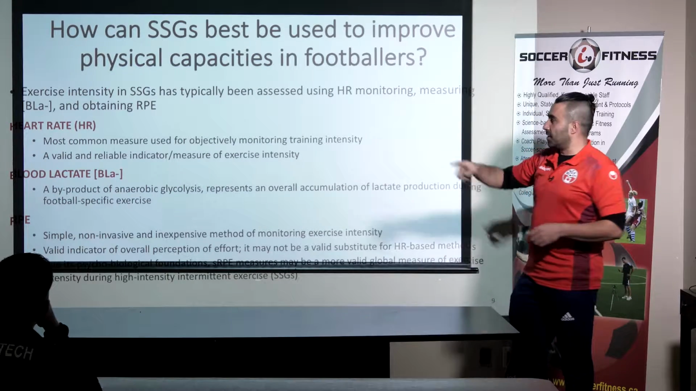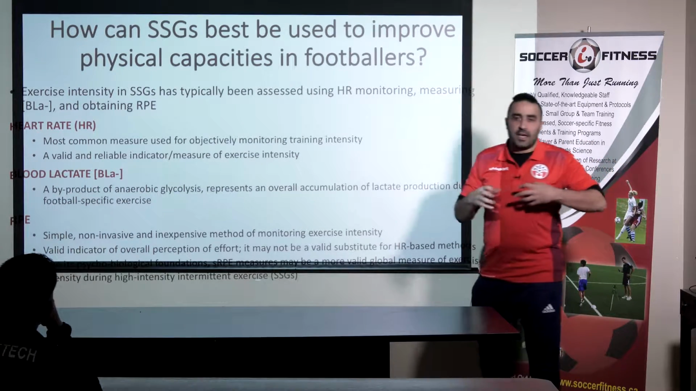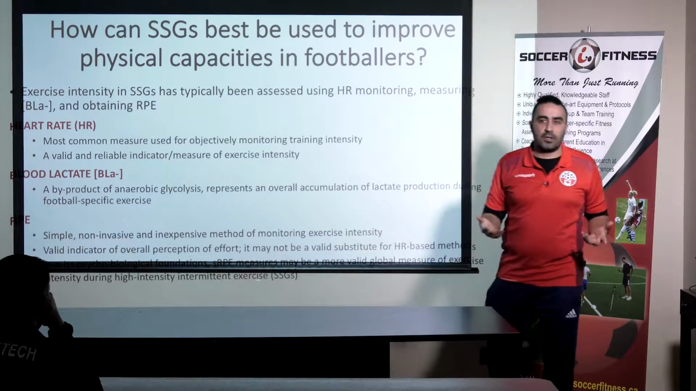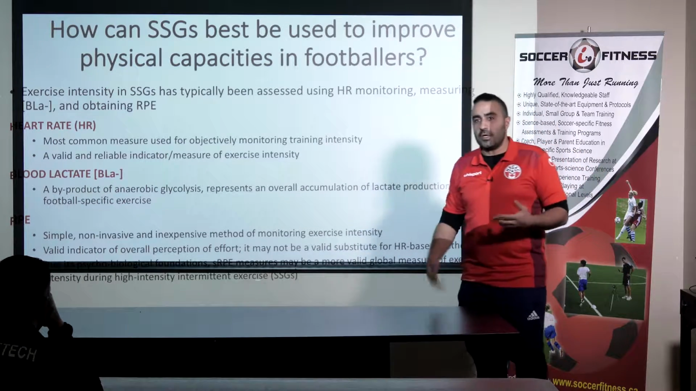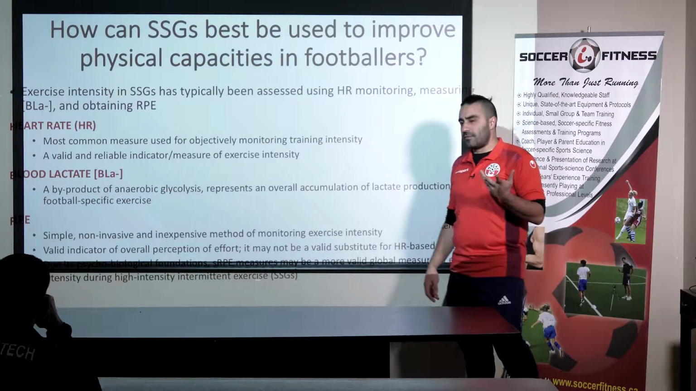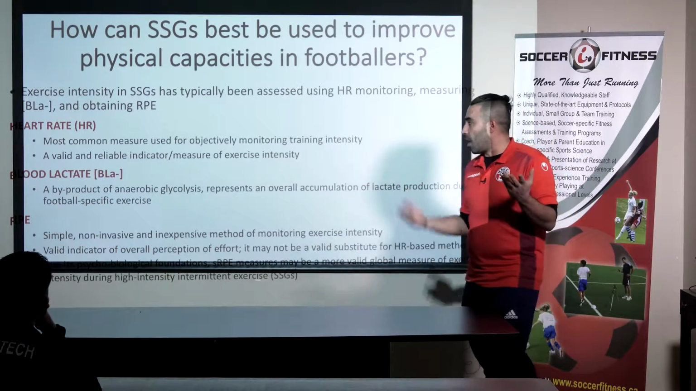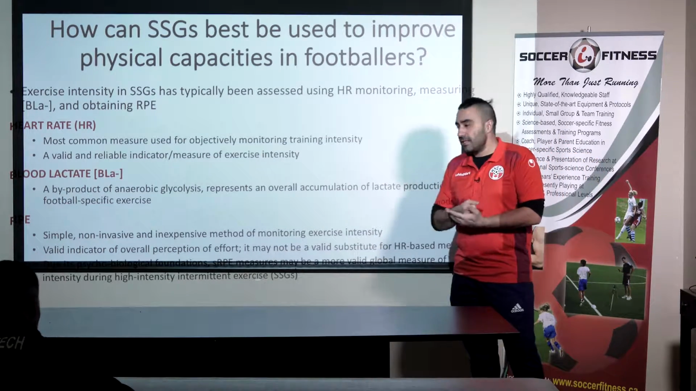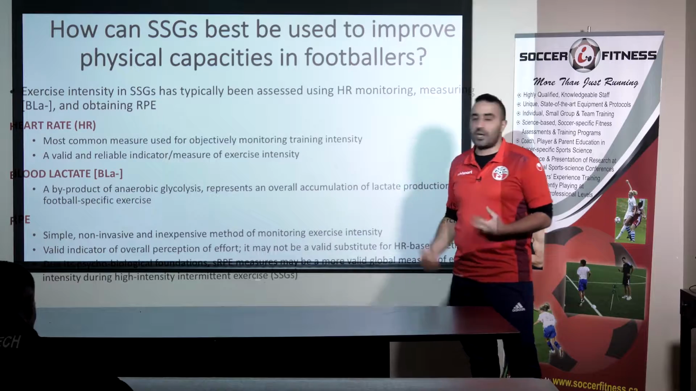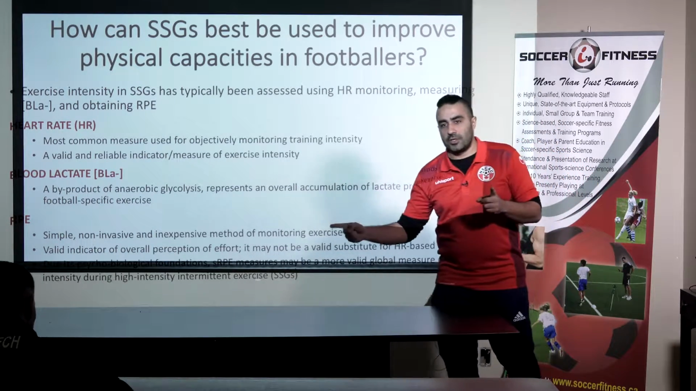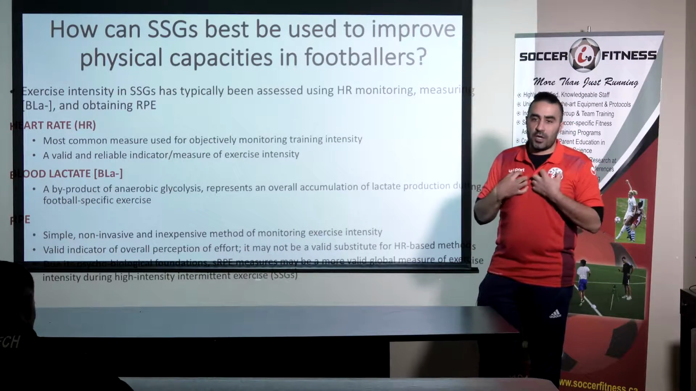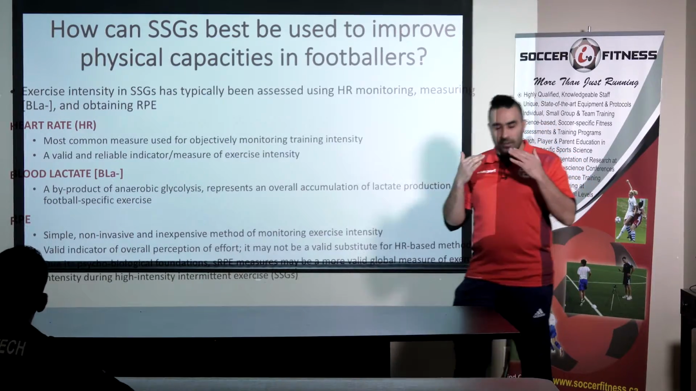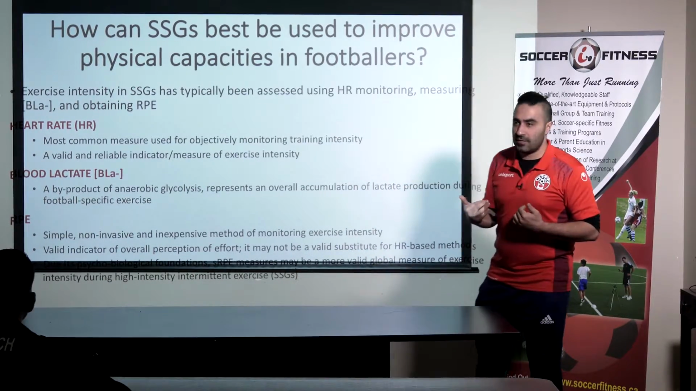So going back to your question, these exercise intensities in small-sided games have been assessed using 3 different internal load factors. So heart rate, it's the most common measure used for objectively monitoring training intensity. It's been shown to be valid and it's reliable as an indicator and a measure of exercise intensity. It's a 1-to-1 ratio. The more I work, the more oxygen I consume because my heart rate is increasing. The less I work, the slower my heart rate, lower my oxygen consumption, less intensity I have.